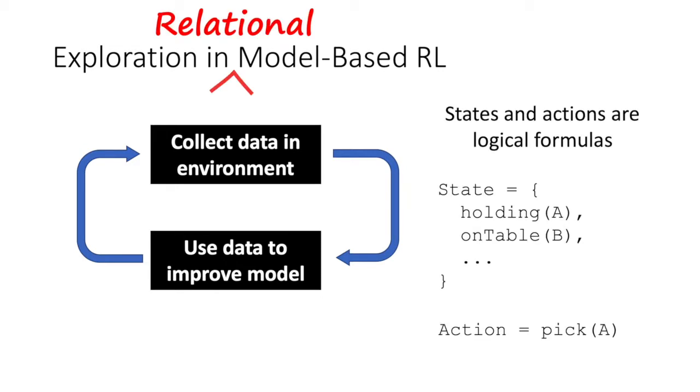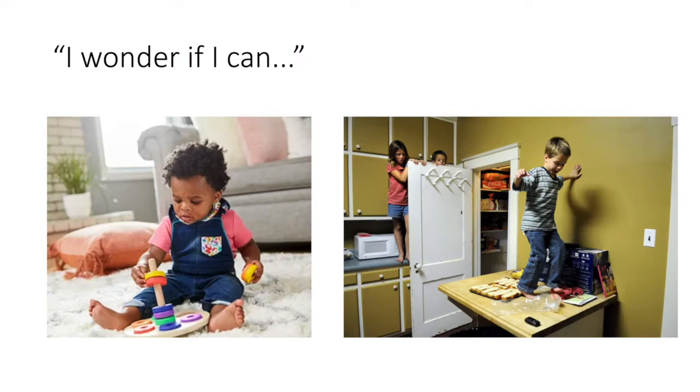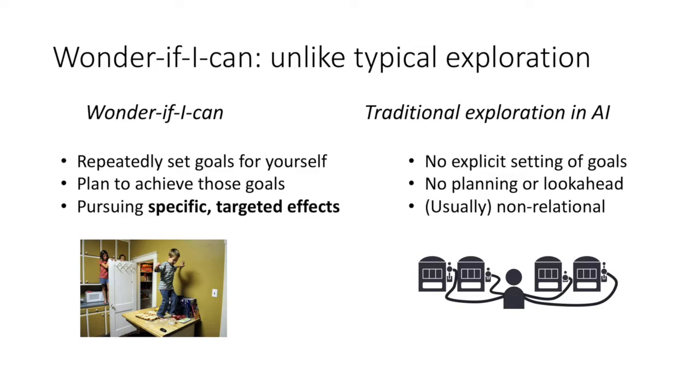We focus on relational model-based reinforcement learning, where states and actions are represented as logical formulas. One way that exploration or curiosity manifests in human children is by trying to achieve specific things in the world, such as climbing onto a counter or taking a cookie without being caught. GLIB is inspired by this mode of human cognition.